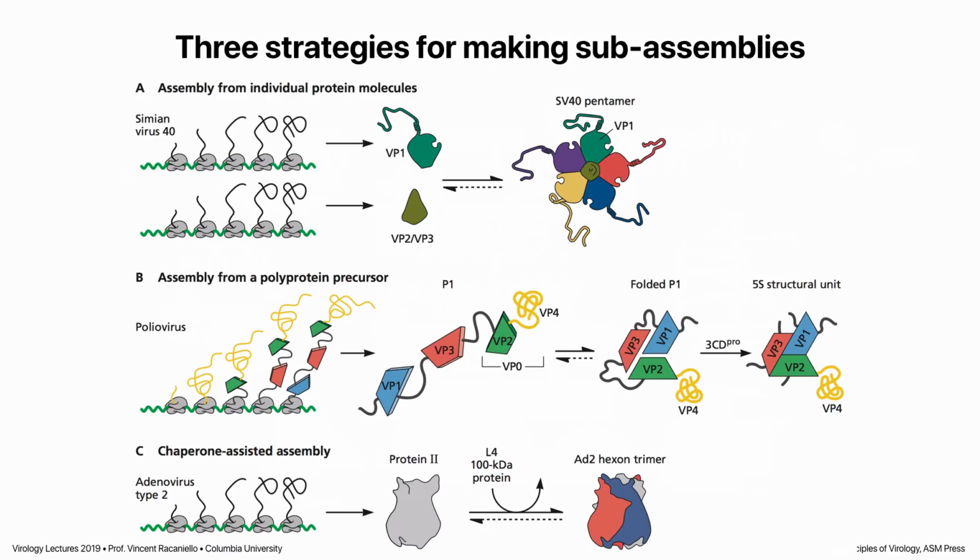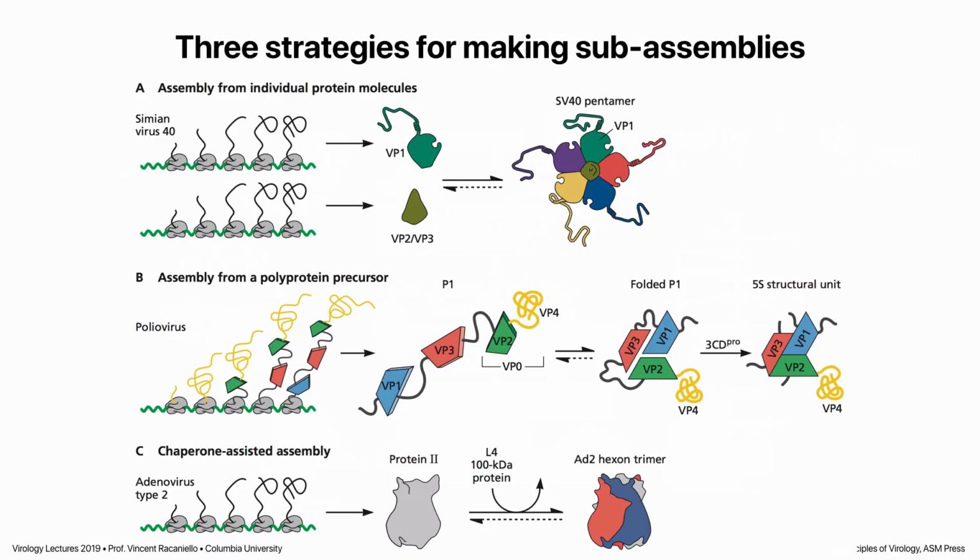So that's here an assembly from a polyprotein precursor. We have, as an example, poliovirus, where ribosomes are translating the capsid protein gene, VP1, 2, and 3. This folds in a way that it can be cleaved by the viral protease and forms the structural unit. So that's a sub-assembly. It's going to go on to form larger and larger assemblies to make the virus particle, but it's made from a polyprotein precursor.